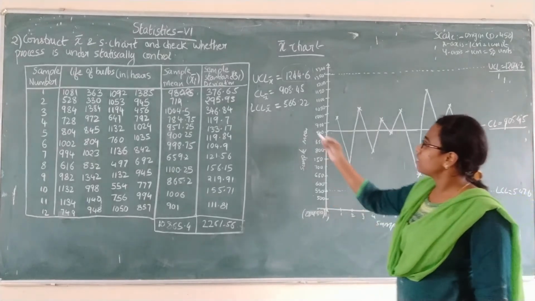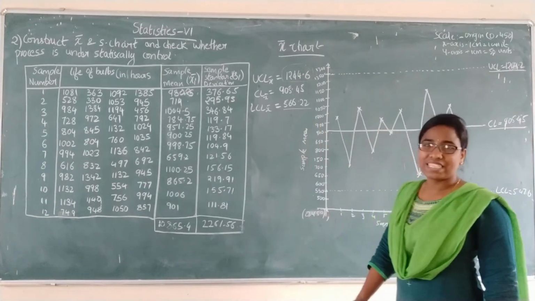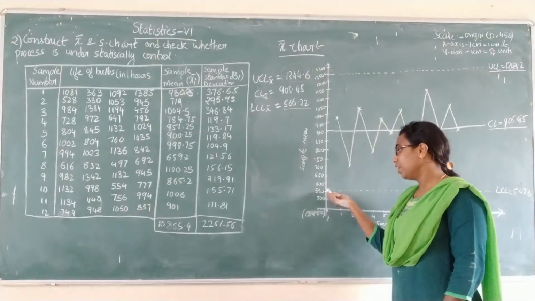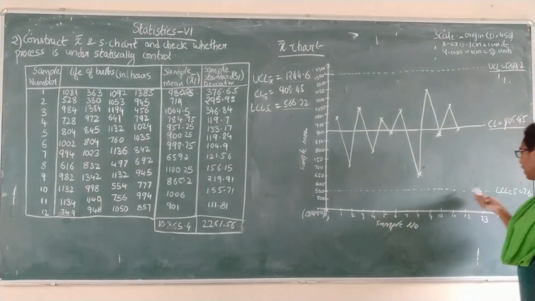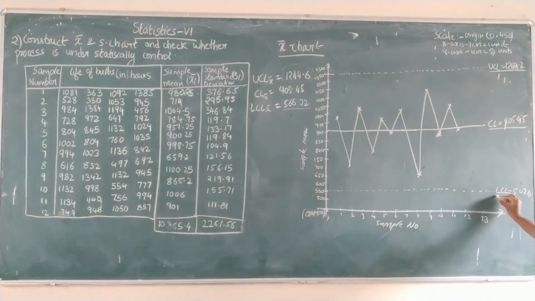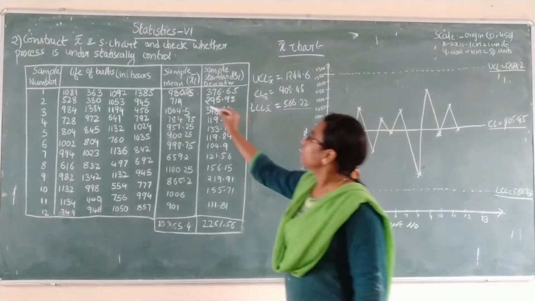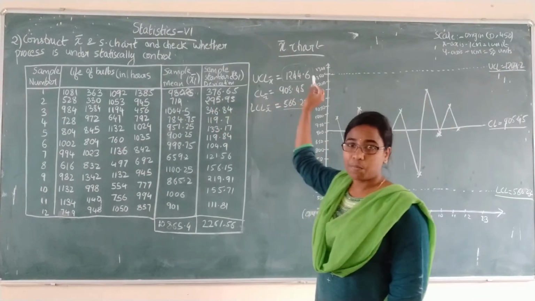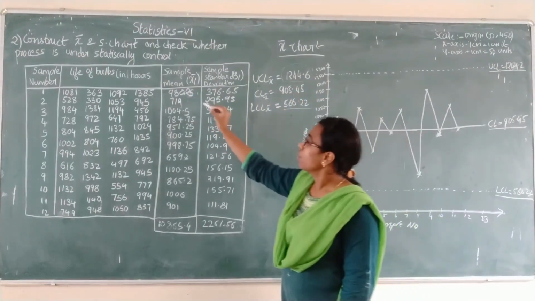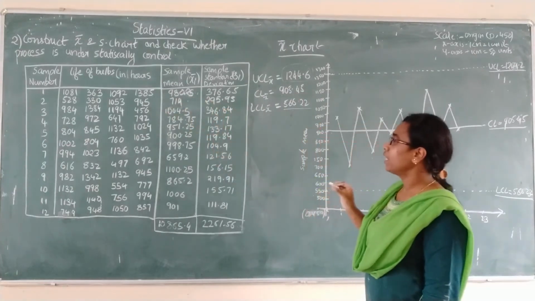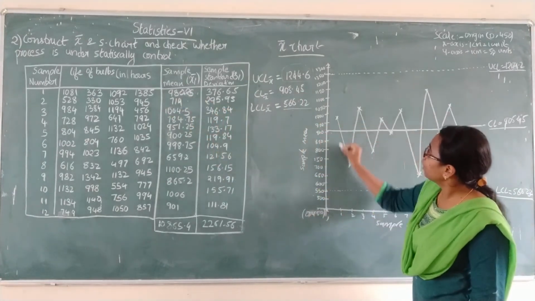Next, coming to the LCL. What is the LCL value? 566.92, near 550. You draw a horizontal dotted line and write LCL equals 566.92. So these are the UCL, CL and LCL values. After plotting these values, you start plotting the sample mean values. Since it is a mean chart, you have to plot the mean values. Corresponding to the first sample, what is the first mean? 980. So first sample, 980.